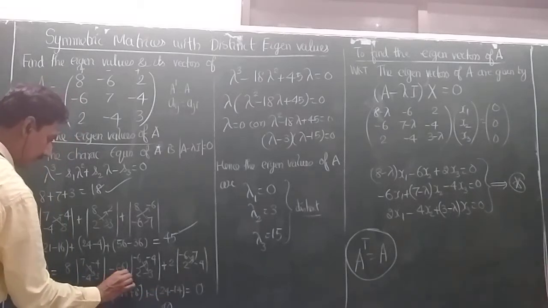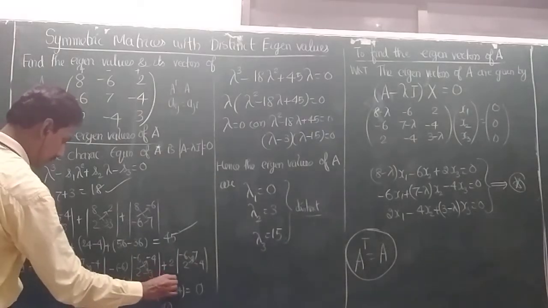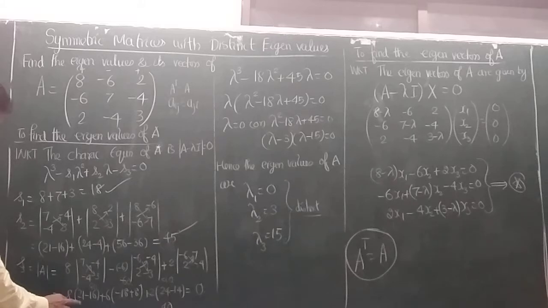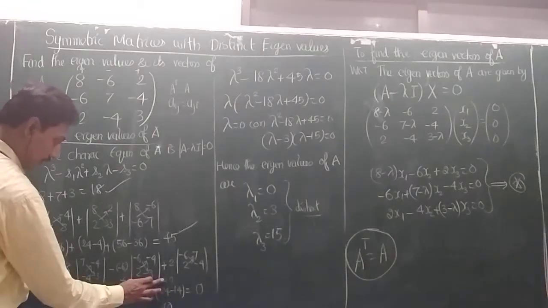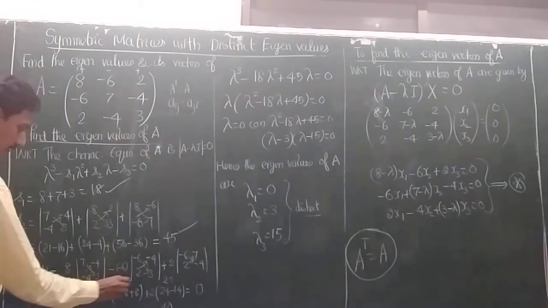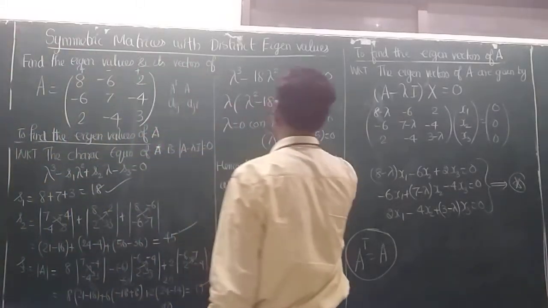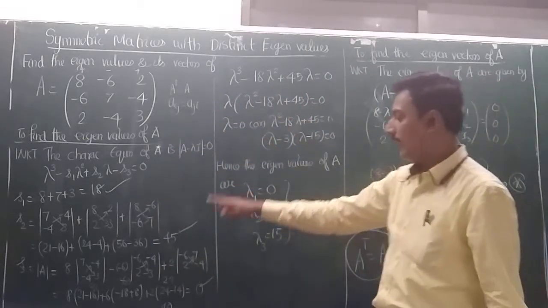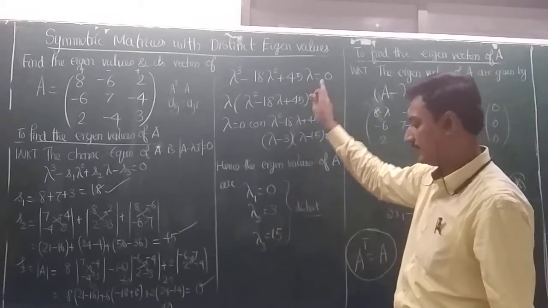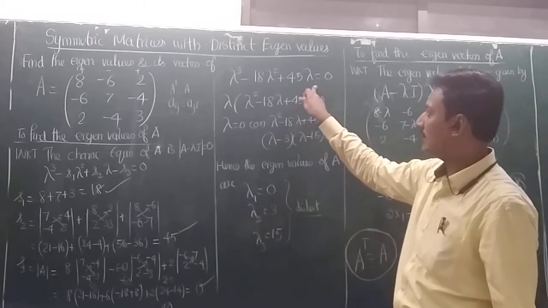So 8 into 5 is 40. Minus 6 into 10 is minus 60. Plus 2 into 10 is 20. So 40 plus 20 is 60, and 60 minus 60 is 0. Let us substitute the S1, S2, S3 values. S1 is 18, so lambda cube minus 18 lambda squared plus the S2 value, 45 lambda, and S3 is 0, because the determinant value is 0 here. So there is no constant term.